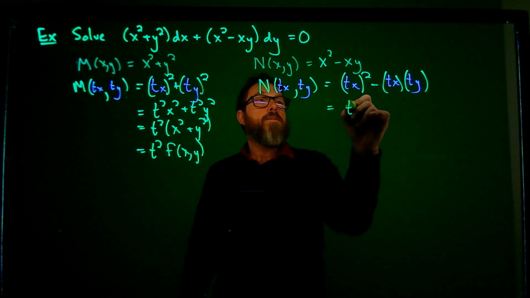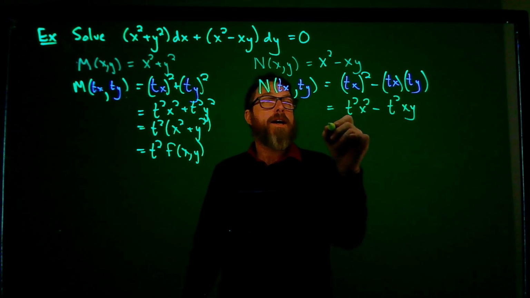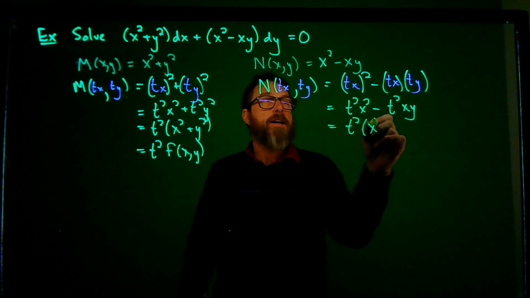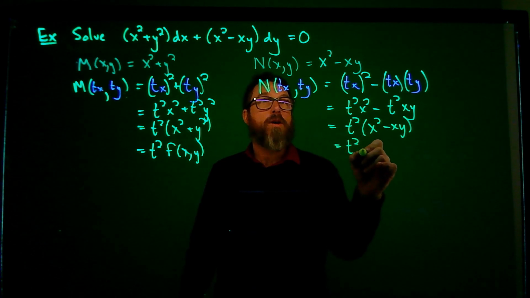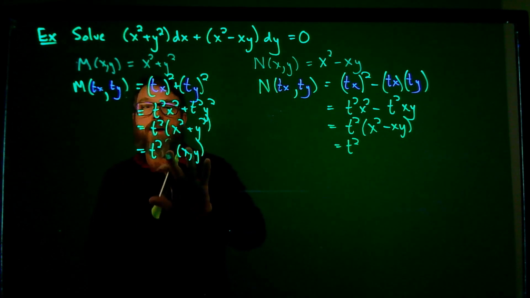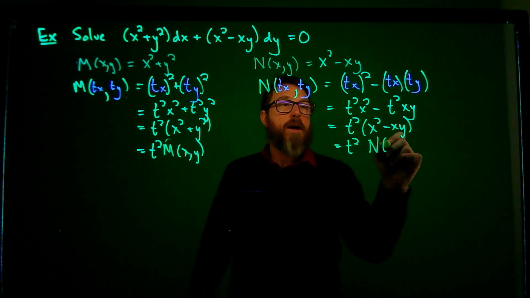Similarly, this is going to be t squared x squared minus t squared xy. I can factor a t squared out. I get x squared minus xy. And again, that's the original function. So this is t squared times, I said f, I meant M. And this is going to be t squared N of x comma y.